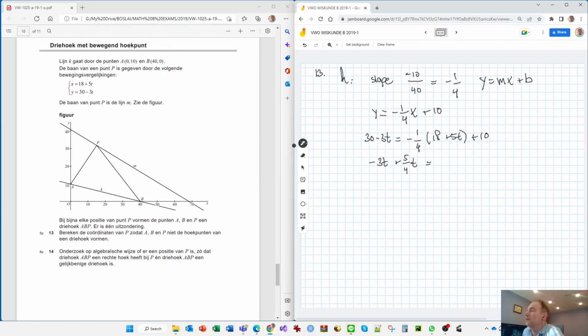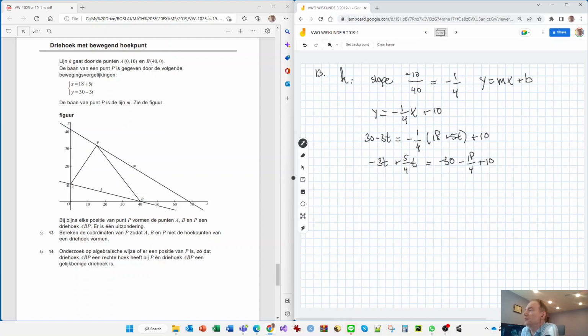And I get minus 30 minus 18 over 4 plus 10. Again, this is very error prone, so check it again. The line makes sense. Did I substitute it? Alright, I think so.